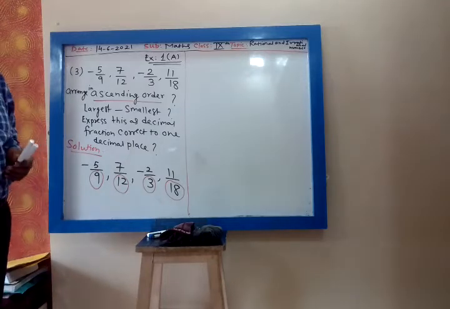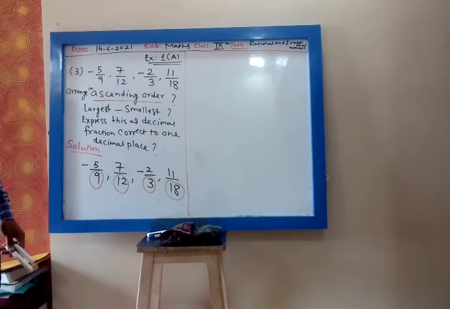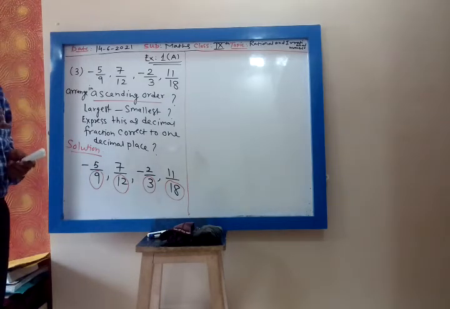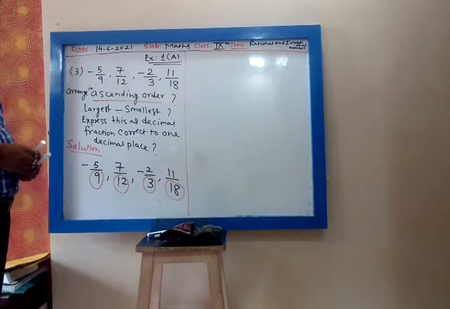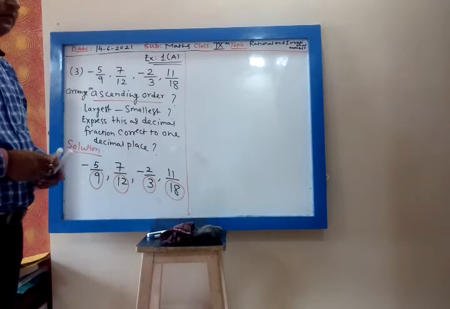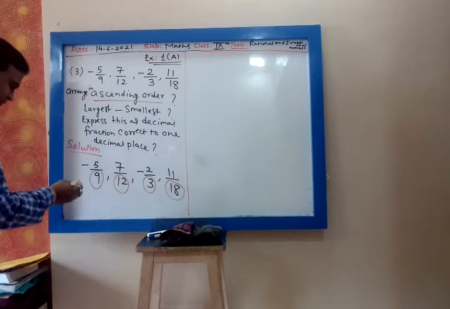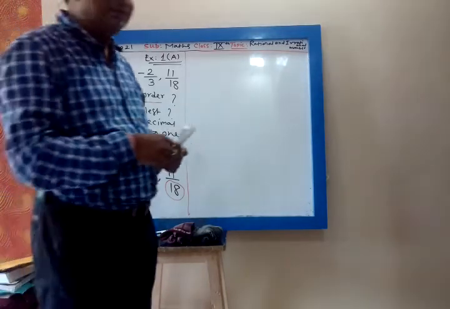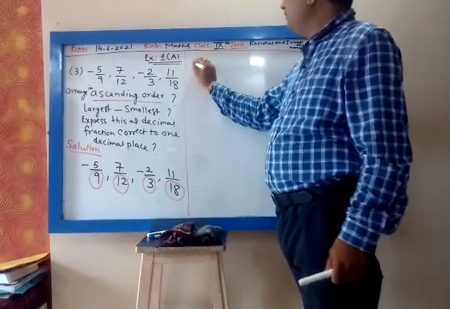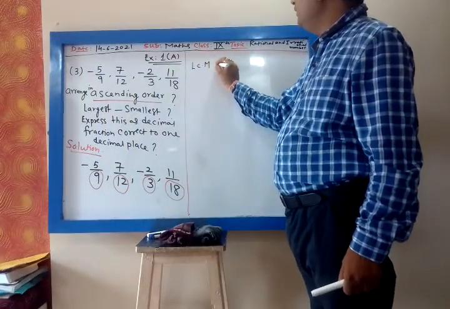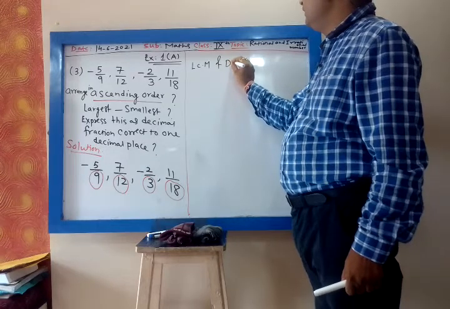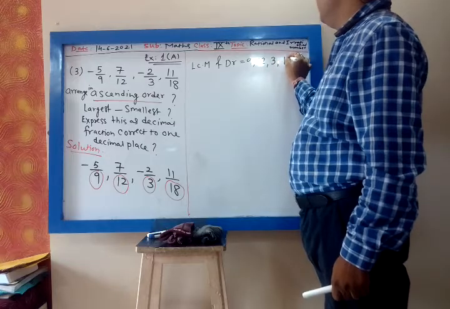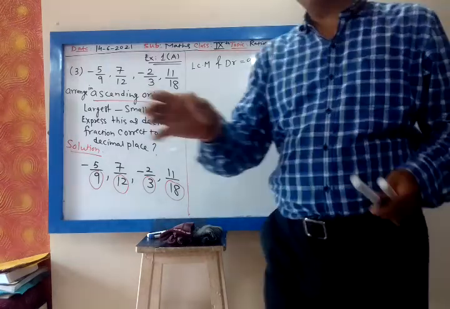So before arranging them in the ascending order, first we have to make the denominators equal. To make the denominators equal, I will take the LCM of these denominators. So we have to find the LCM of the denominators, 9, 12, 3 and 18.